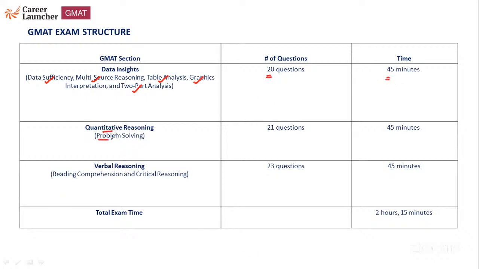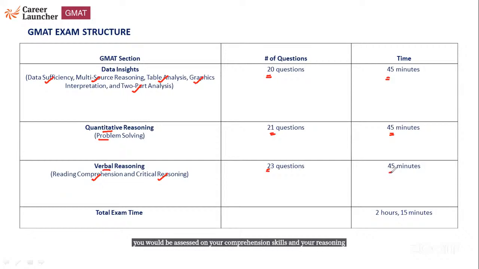Quant will have problem-solving type of the questions, 21, 45 minutes. Verbal, you would be assessed on your comprehension skills and your reasoning skills. 23 questions, 45 minutes.